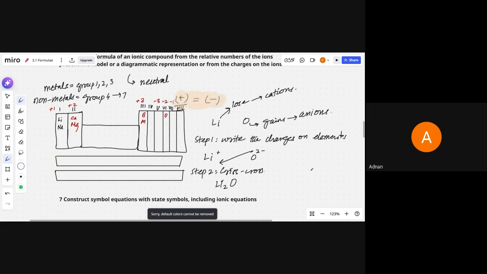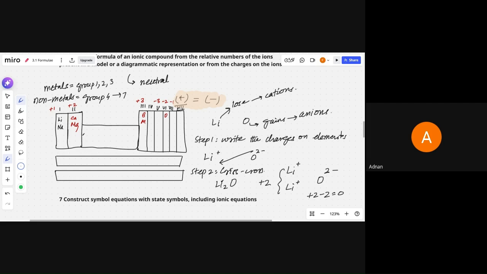You can see that in order to balance the 2 negative on oxygen, you must combine 2 lithium atoms, each with a +1 charge. So this will make +2, and oxygen has -2, so +2 - 2 equals 0. So this compound is electrically neutral, right?